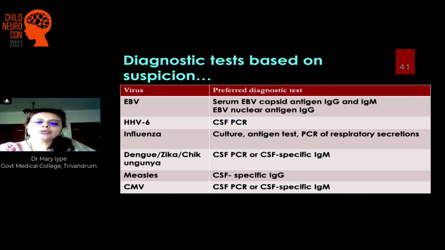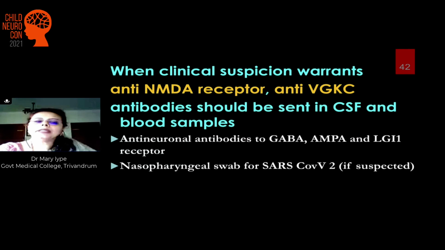For EB virus, you do the serum EB virus capsid antigen IgG, IgM and EB virus nuclear antigen IgG. HHV6, you do the CSF PCR. Influenza, PCR of respiratory secretions, dengue, CSF PCR or CSF specific IgM. Measles, CSF specific IgG, CMV, CSF PCR. When clinical suspicion warrants, anti-NMDA receptor and anti-VGKC antibodies should be sent in CSF and blood samples and appropriate treatment given.